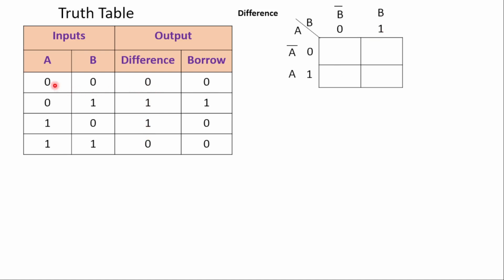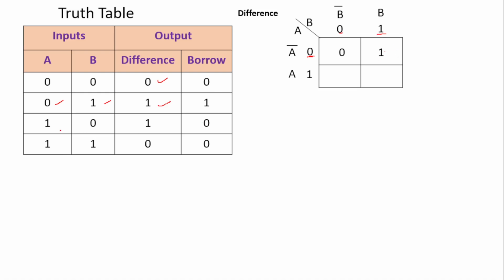In first case, when A is 0 as well as when B is 0, the difference is 0. So 0 is written here. In second case, A is 0, B is 1. Means in this cell, the difference is 1 and this is written here.